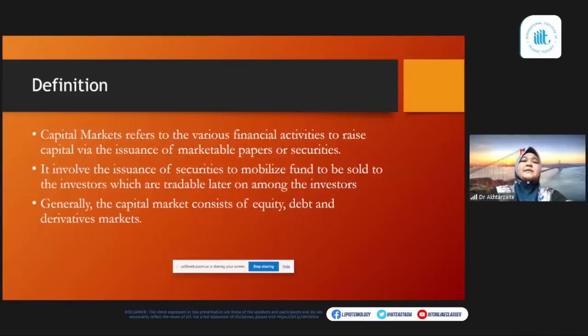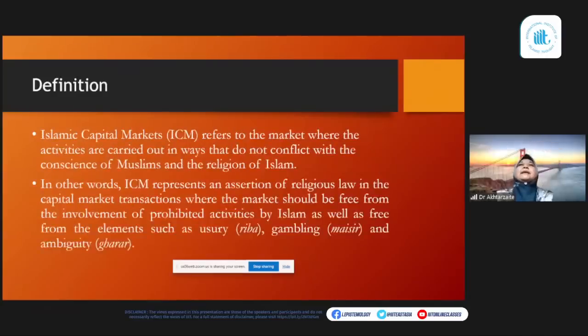So generally, the capital market consists of equity. So this is a type of capital market. It is actually more than that, as we can see in the structure before. But mainly, it is equity market, debt market, and derivatives market. So for today, we will focus on equity market, right? So that is the capital market generally.